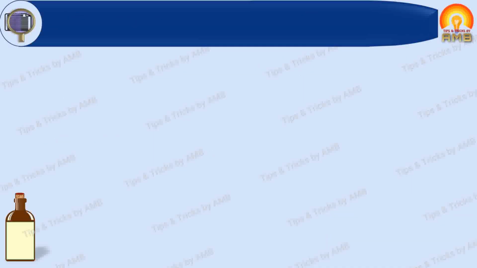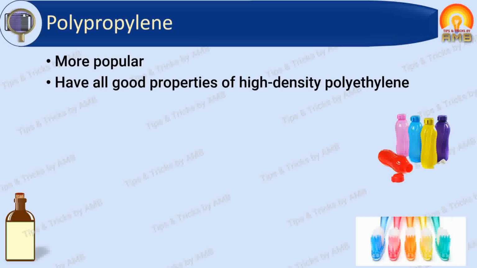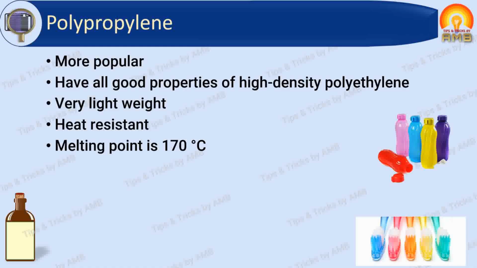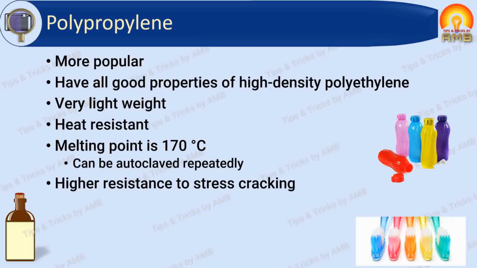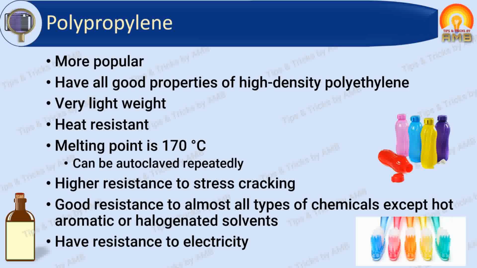Next type is polypropylene. Nowadays, it is more popular as it has all the good properties of high density polyethylene. It is very light and heat resistant. Its melting point is 170 degrees Celsius, hence it can be autoclaved repeatedly. It also has a higher resistance to stress cracking. It shows good resistance to almost all types of chemicals except hot aromatic or halogenated solvents. It is also resistant to electricity.